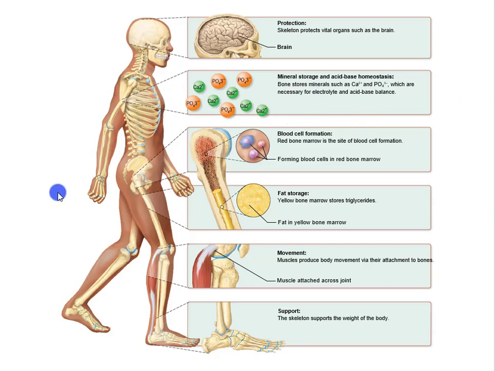Bones themselves, another function, is they're responsible for blood cell formation. So you will cover blood in another course, but blood cells themselves, namely red blood cells and white blood cells, those things are actually born in the bone. There's some fat storage that also occurs right over here. So yellow bone marrow stores triglycerides, and we're going to find these in medullary cavities of long bones.